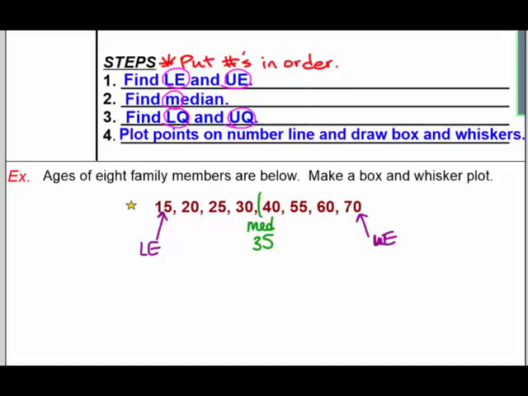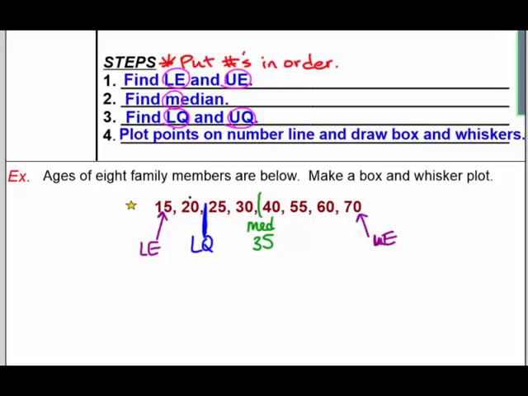Next step, find the lower quartile and the upper quartile. So lower quartile. Let's talk about the first half of the numbers. My first 4 numbers is my lower quartile half here. I'm going to find the middle of the first 4 numbers. Okay, so again, I have an even set of numbers, which means I'm going to have 2 middle numbers, which is 20 and 25, which means my middle is going to be between the 2 middle numbers, 20 and 25.